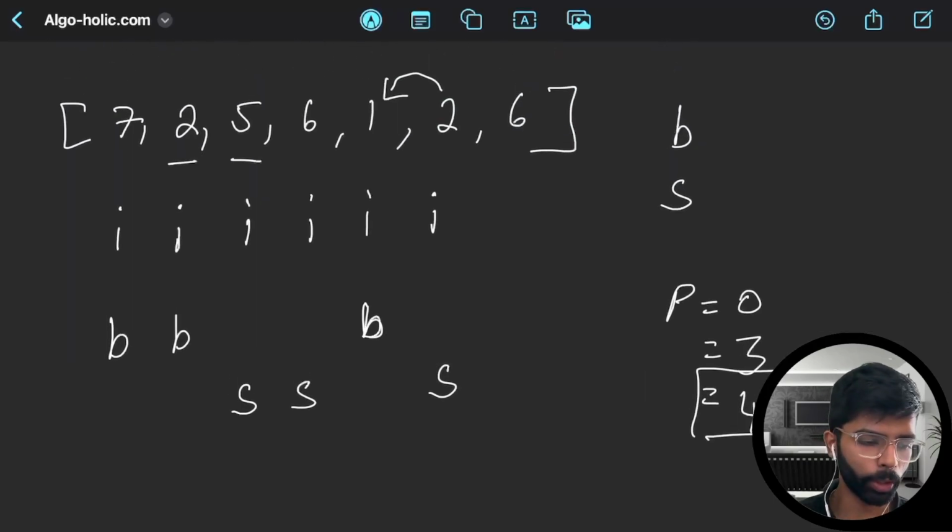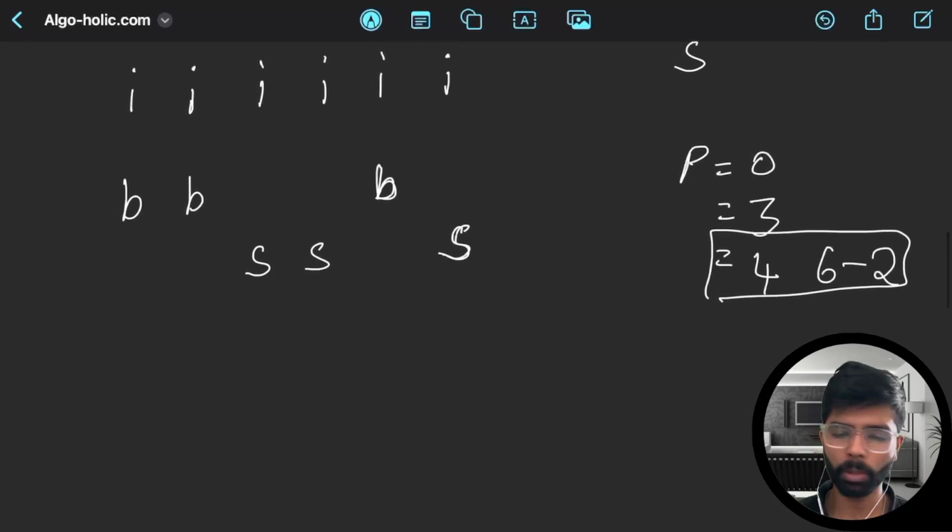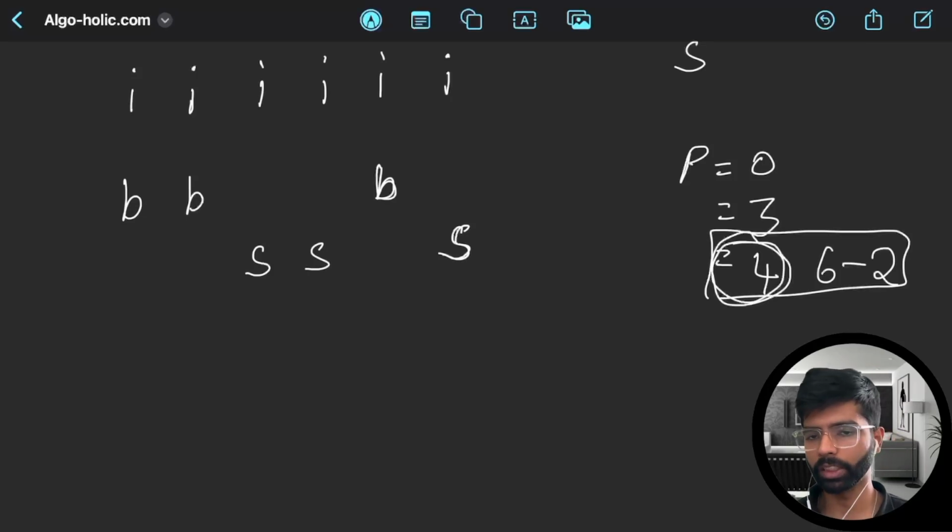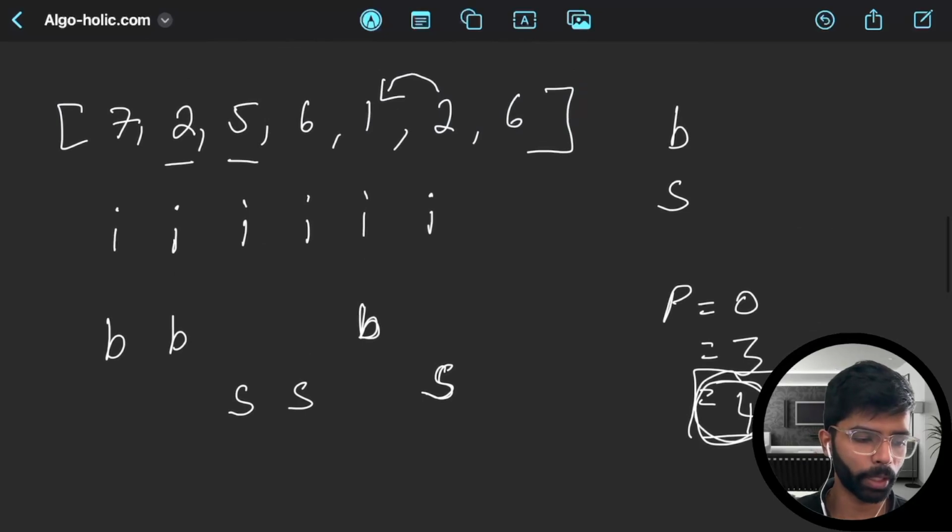So B is going to be here and S is going to be here, but we don't increment the profit, because we only increment the profit when we get a scenario which is more than the current value of 4. That is the only scenario in which we increment the value of profit. Now let's increment I again.